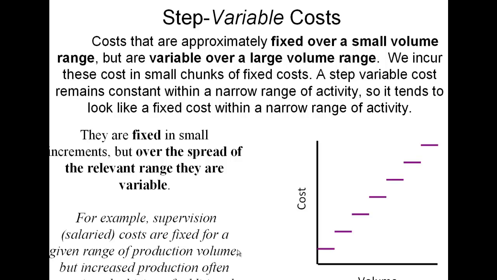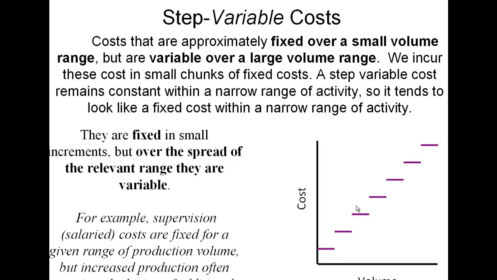So basically, step variable costs are fixed over a small volume range, but are variable over a large volume range. If we had a really narrow relevant range here, we don't even have numbers on this, it's just something I threw together to show you. But if we had a really narrow relevant range, this might look like it was fixed. But that would be way too small of a sliver here. So within the normal level of activity, it might be fixed here, fixed here, fixed here, fixed here.